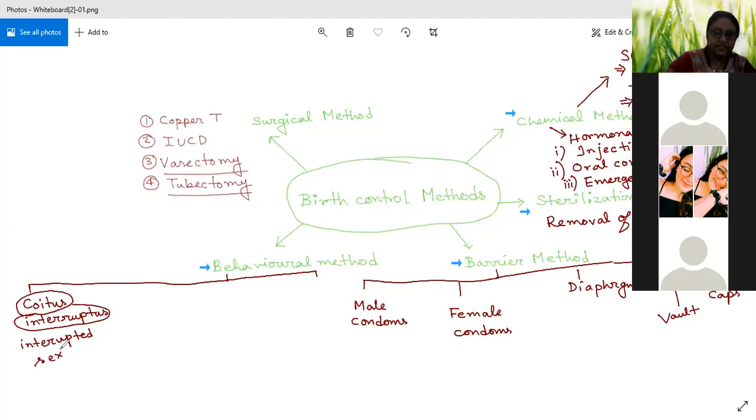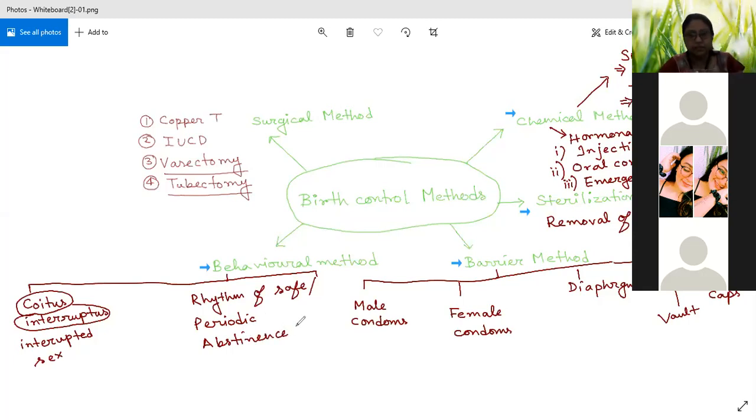Okay. Next method is a very important method, and many a time it is followed by many people. That is rhythm method or periodic abstinence. So what is this method, the rhythm method?